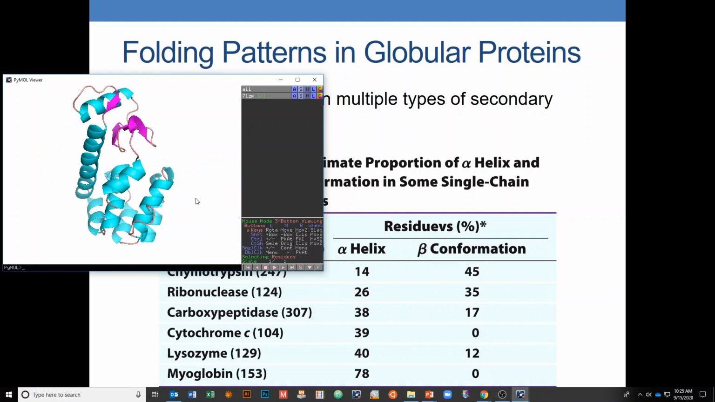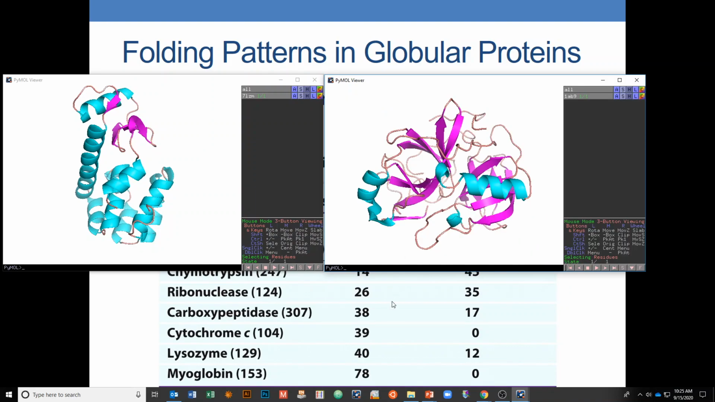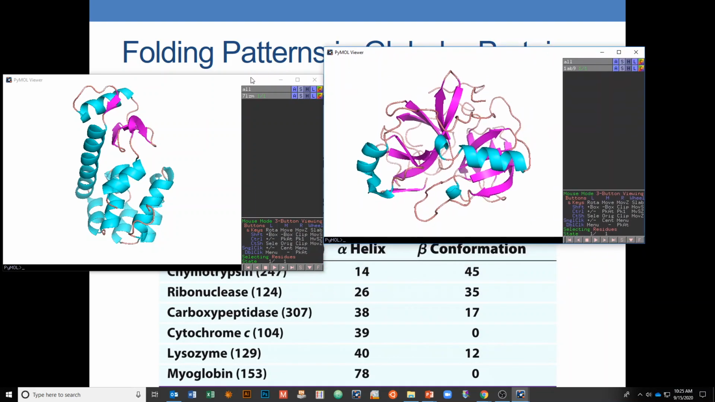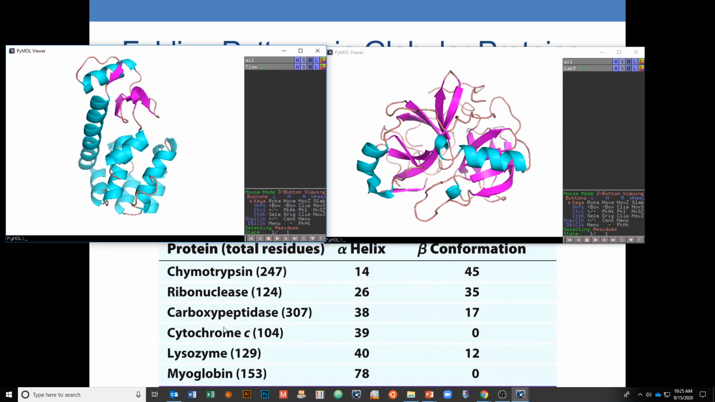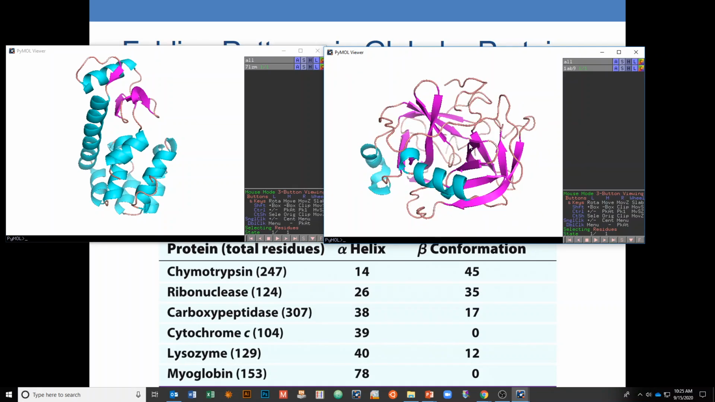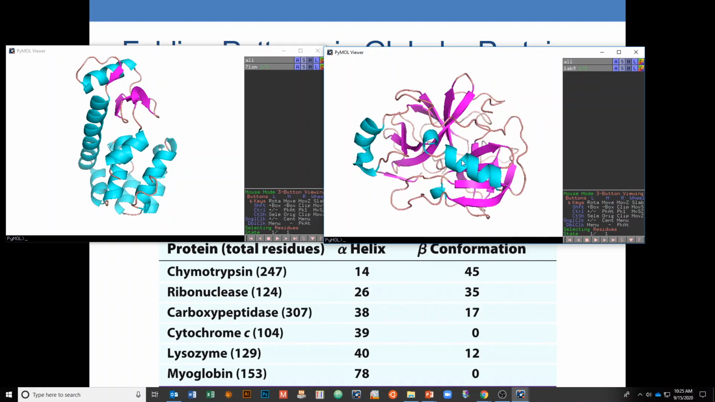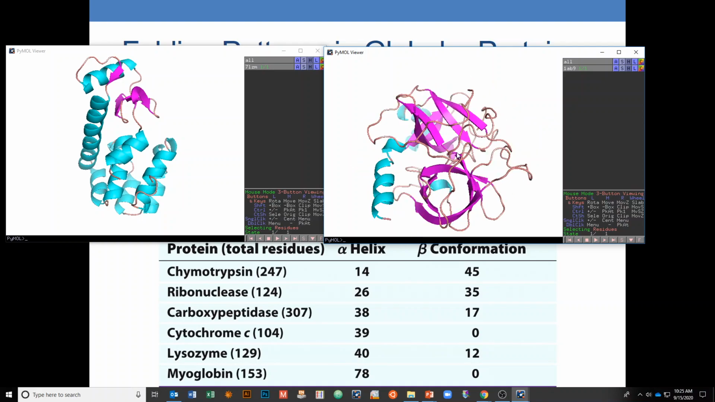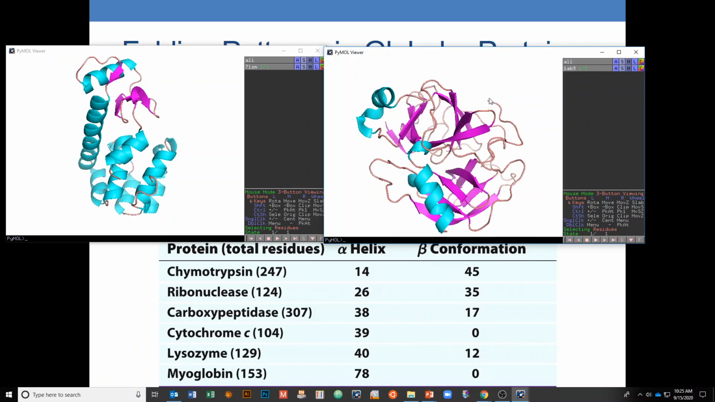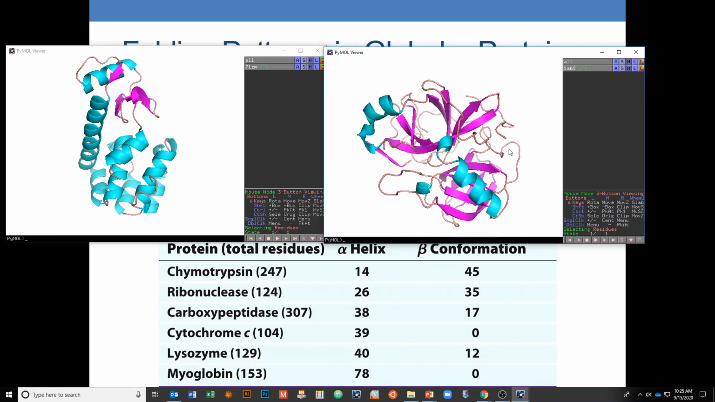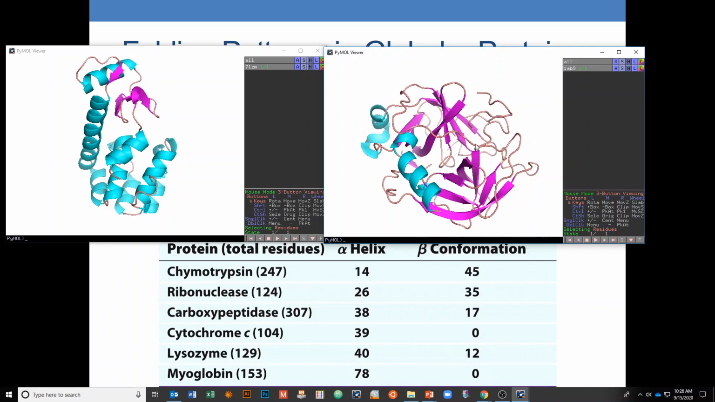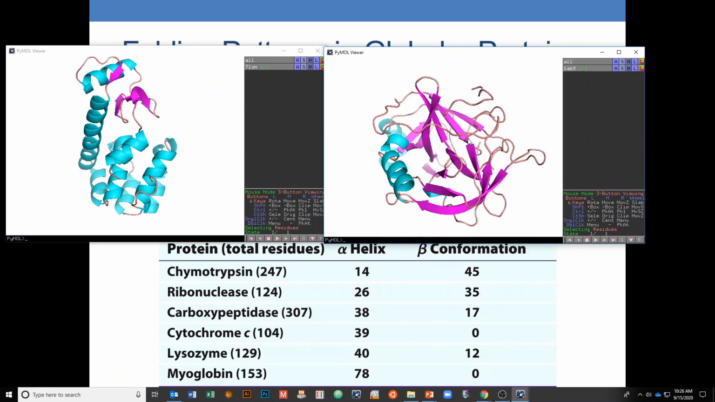The enzyme chymotrypsin, on the other hand, if you look at chymotrypsin, let me move these up so you can see. Chymotrypsin is 14% alpha helical, 45% beta. So you should see all of the beta here shown in magenta. There's a little bit of alpha helical shown in teal, but there's also a lot of random coil. So there's a lot of pink salmon connector structures in here.